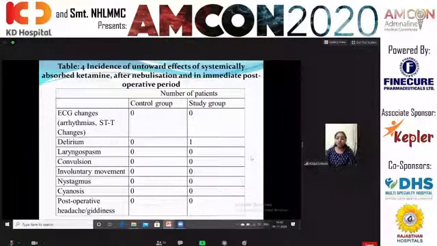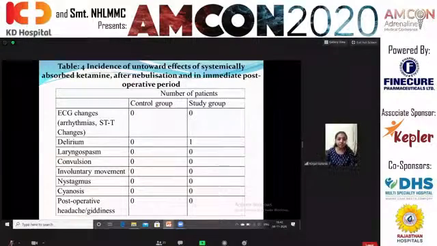This table is showing any untoward effects occurring due to systemic absorption of ketamine. There were no untoward events due to ketamine absorption except delirium, which was noted in one patient after nebulization, but it subsided when the patient came out of anesthesia at the end of surgery. And we monitored SpO2 from the beginning of nebulization to the end of surgery, and there was no fall in the SpO2 at any time.